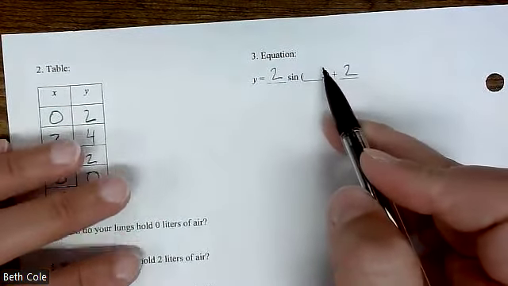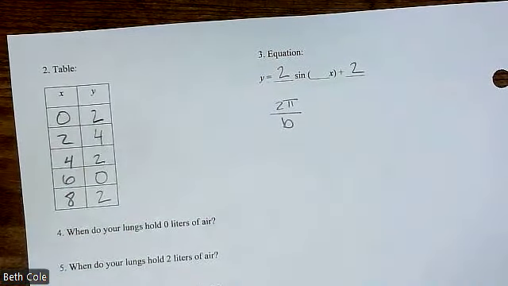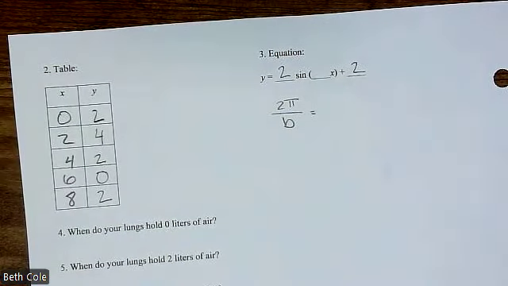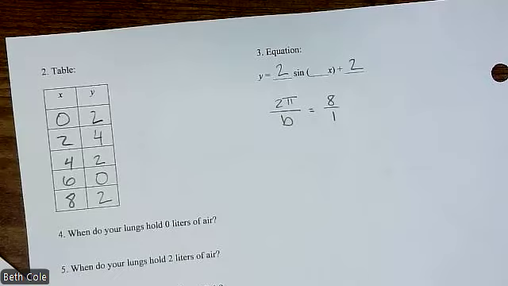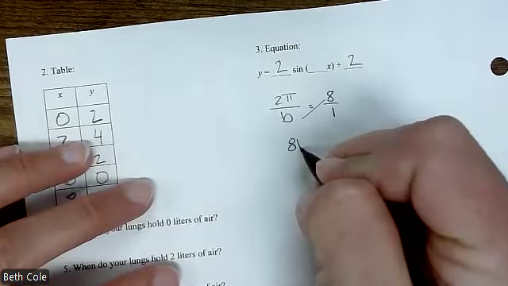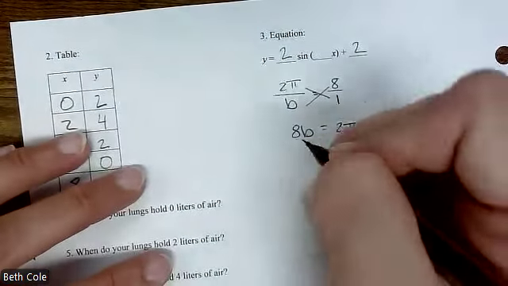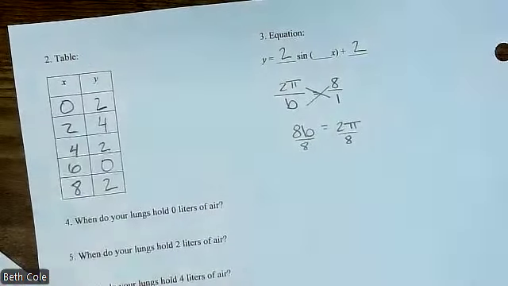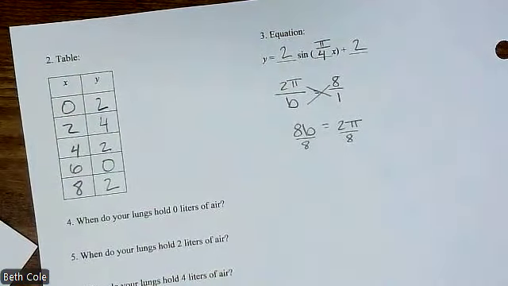Now, to get the period of the function, you take 2 pi over whatever that B value is, and that gives you the period of the function. So how many seconds was it for one full breath in and out? 8. And I'm going to put 8 over 1 so that we can do a cross multiply here and solve for that B value. So if you cross this way, it's 8b. If you cross this way, it's 2 pi. And then to solve for b, you would divide by 8. So 2 pi over 8, which would reduce to pi over 4. So we built an equation.